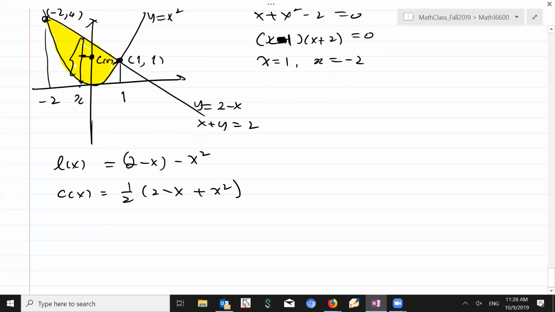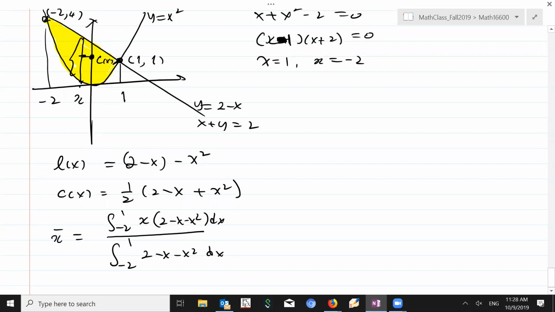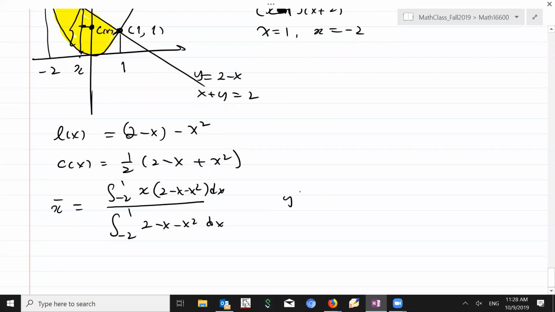Then done. The next step is to write down all the integrals, right? This is the integral from negative 2 to 1 of 2 minus x squared dx. That's Ln x. x times Ln x. So that is all the x variable. For the y variable, the denominator is still the same.